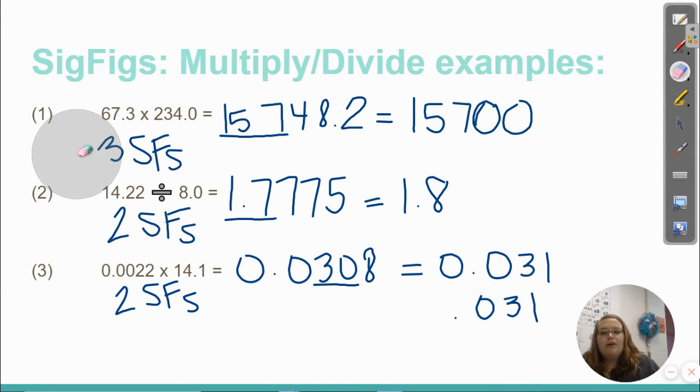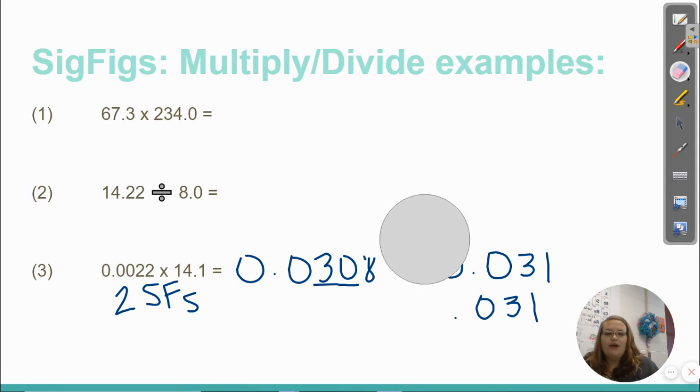So again, when you multiply, divide, or add and subtract, significant figures are just telling you how to round your final answer.